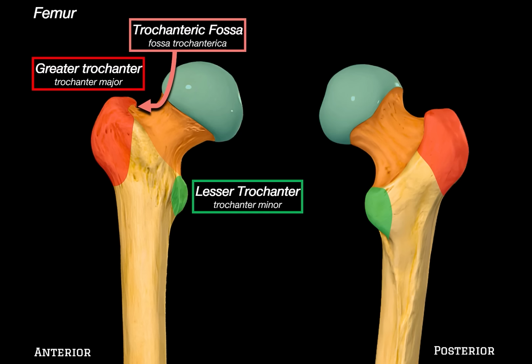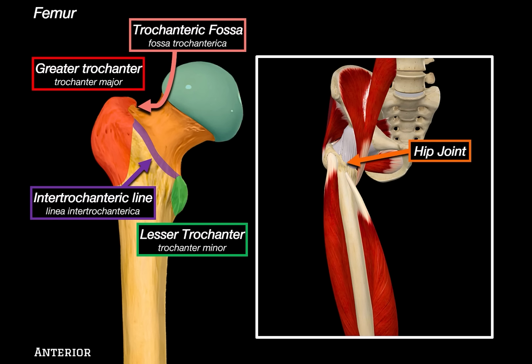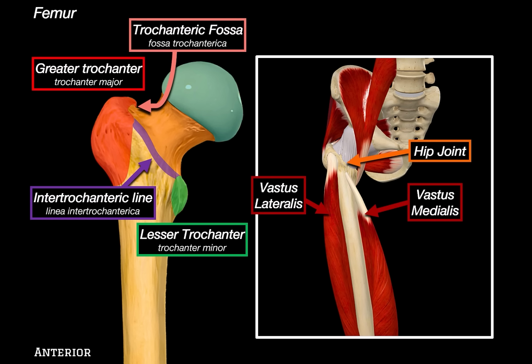The next structure we can see is the intertrochanteric line. You will find it running diagonally on the anterior surface, connecting the greater and lesser trochanters. It acts as an attachment site for the capsule and the iliofemoral ligament of the hip joint, and also gives origin to parts of the vastus medialis and the vastus lateralis muscles.